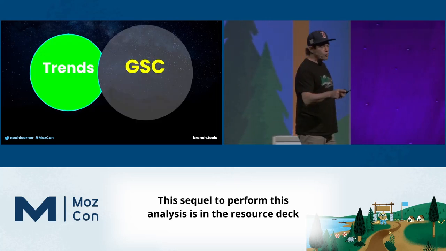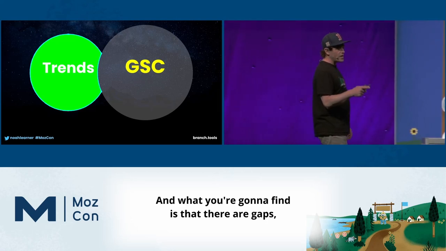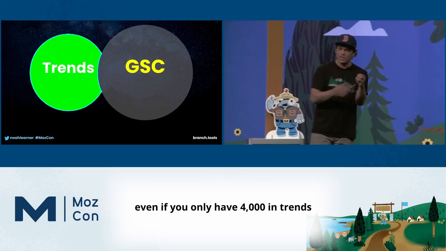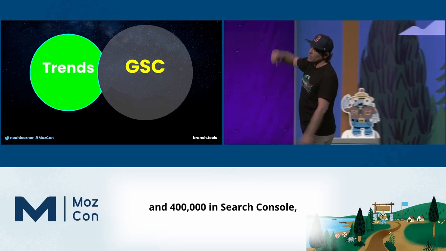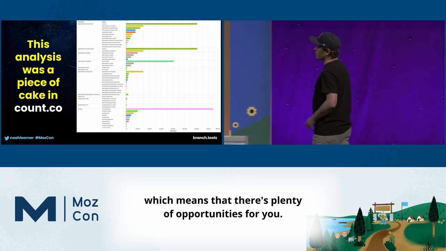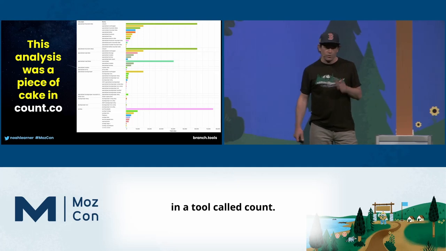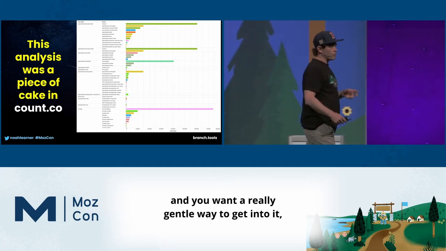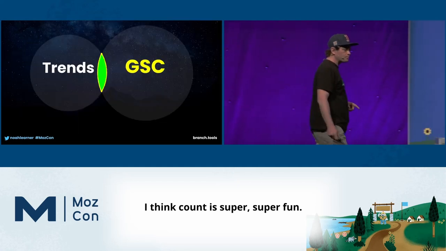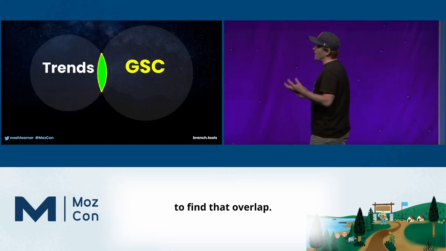The SQL to perform this analysis is in the resource deck, so you can do it yourself. And what you're going to find is that there are gaps, even if you only have 4,000 in trends and 400,000 in Search Console, which means that there's plenty of opportunities for you. Doing that analysis is so easy in a tool called Count. If you don't know SQL and you want a really gentle way to get into it, I think Count is super, super fun. You can also compare trends in Search Console to find that overlap.